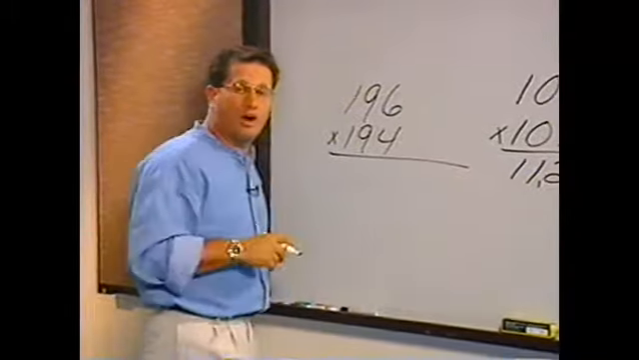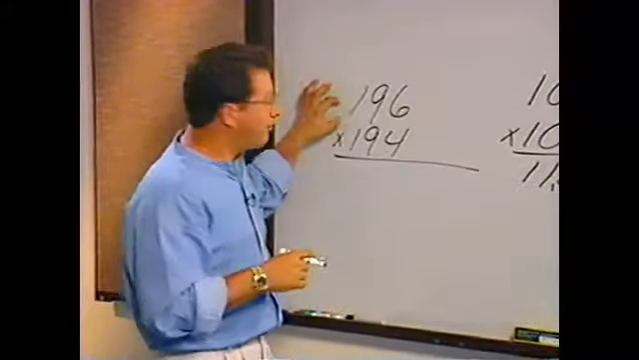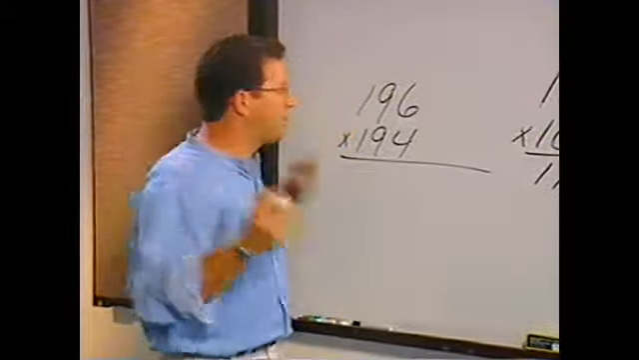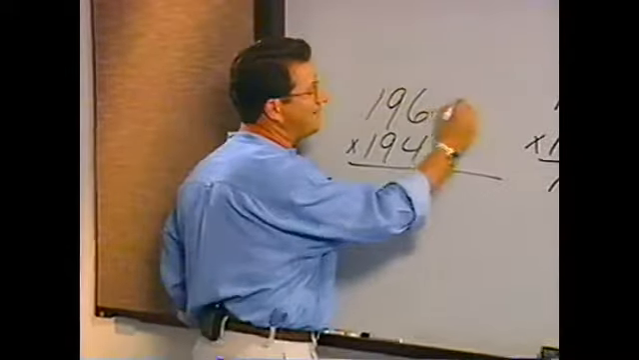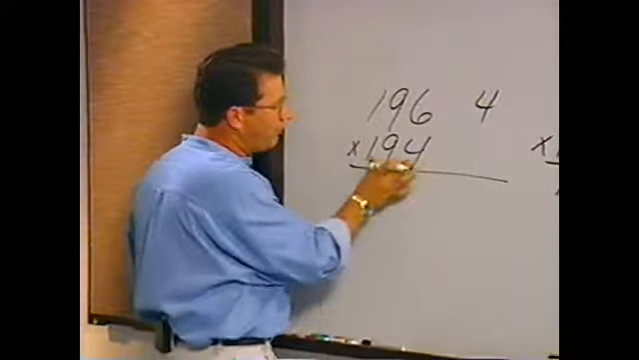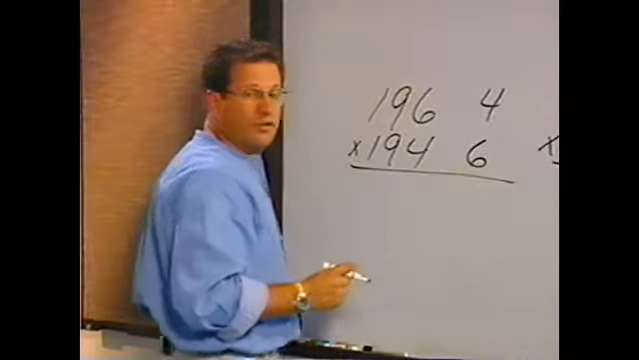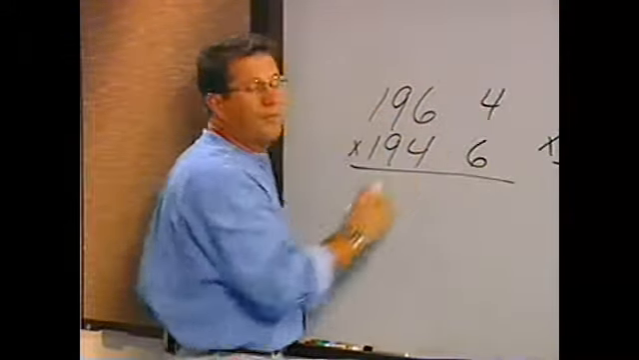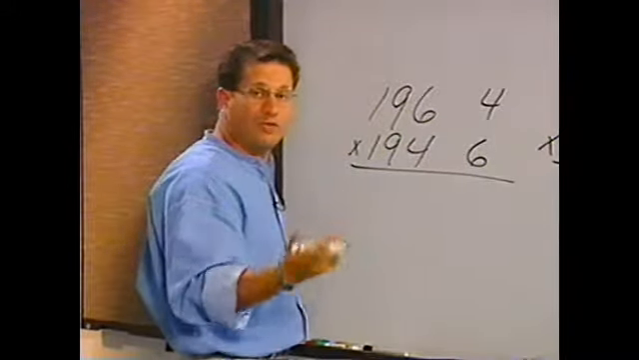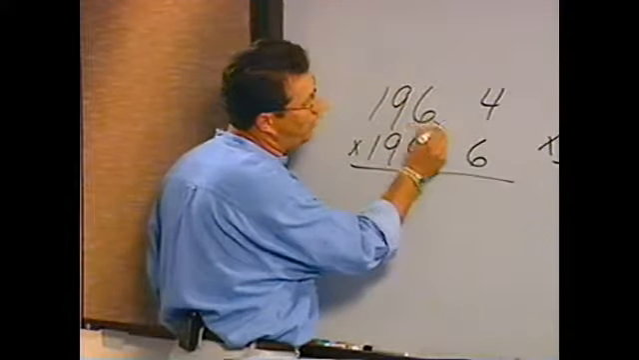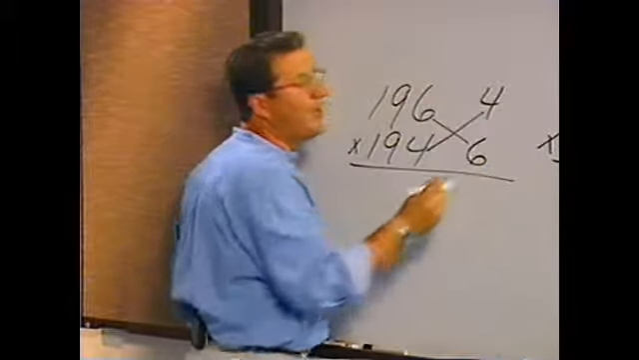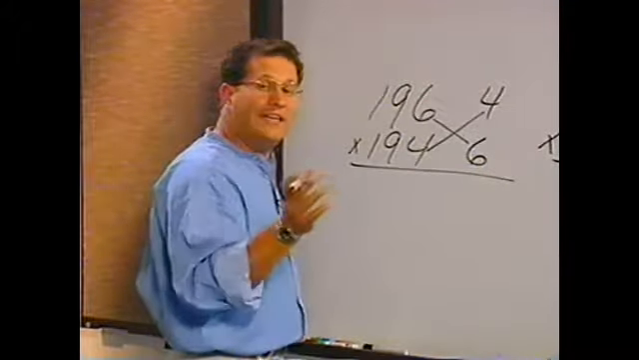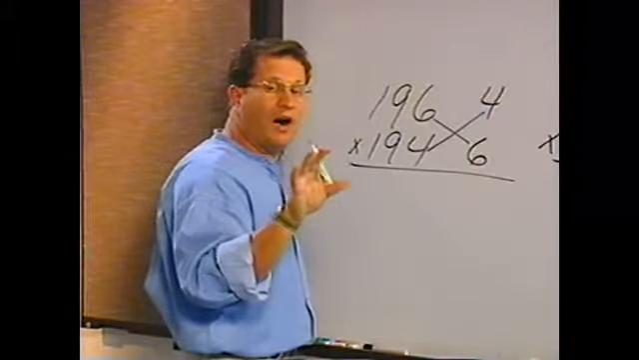All right, now what do you think we should go from? Obviously, these are both close to 200. So we're going to go from 200. How far away is that from 200? 196 is 4 away. 194 is 6 away. So they're both below 200, so we have to subtract first. What's 196 minus 6, or 194 minus 4? Either way you do it, it's going to come up to be 190.